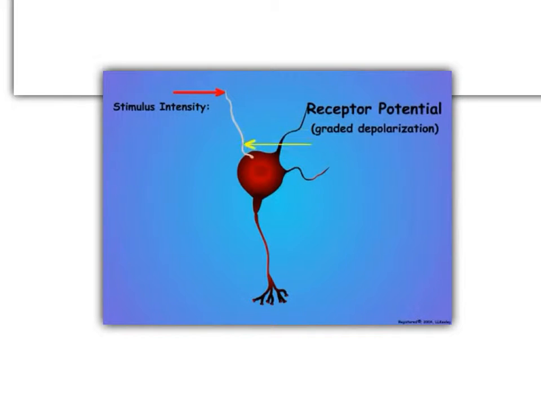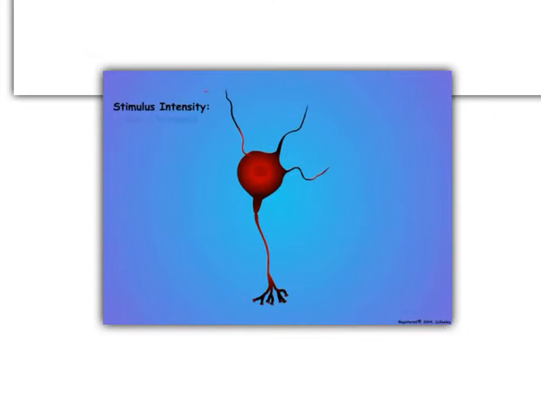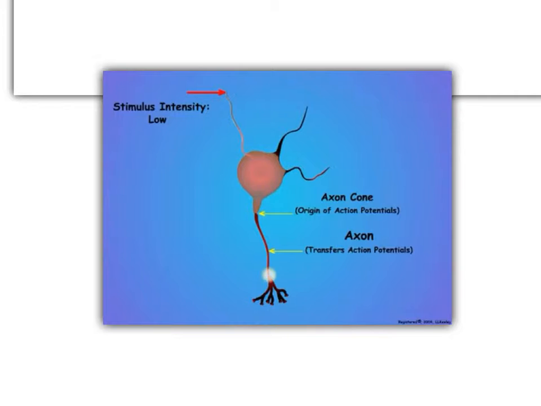This graded depolarization is called the receptor potential. If the stimulus intensity is too weak, the receptor potential dies out before it reaches the axon cone, and the neuron does not convey any information about the stimulus. However, if the stimulus intensity is sufficiently strong to cause a receptor potential that reaches the axon cone, it will generate action potentials in the axon. Action potentials are all or none responses, so they are not proportional to the intensity of the stimulus.